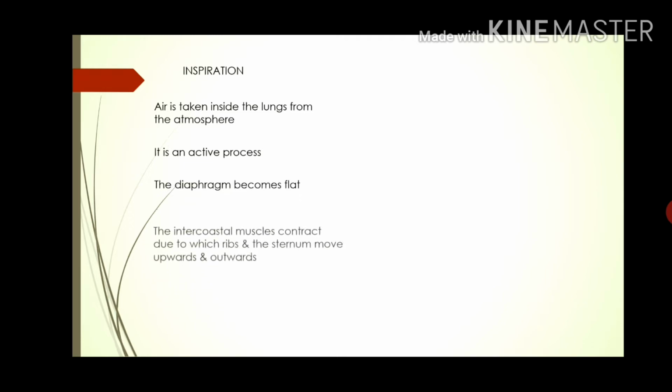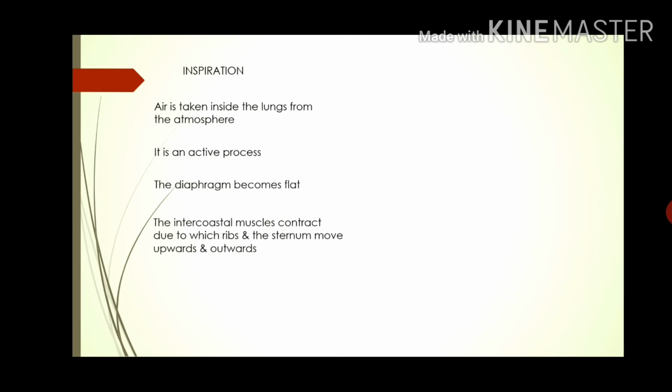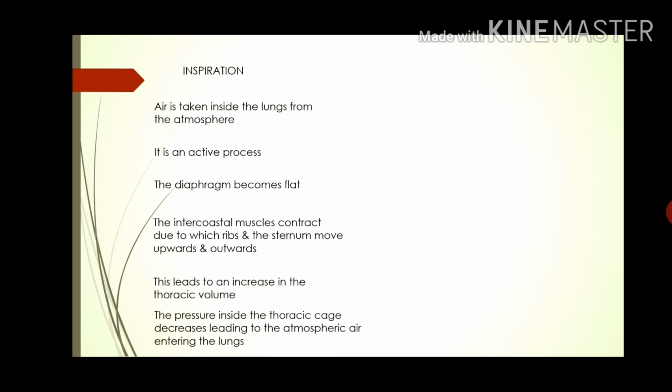Now, what happens in this? The first thing that happens is the diaphragm, which is dome shaped, becomes flat. The intercostal muscles contract, due to which the ribs and the sternum move upwards and outwards. That is, when you inhale, you feel your chest expanding. This leads to an increase in the thoracic volume, because of which the pressure decreases in the thoracic cage and the air enters your lungs. That is, you breathe in oxygen.